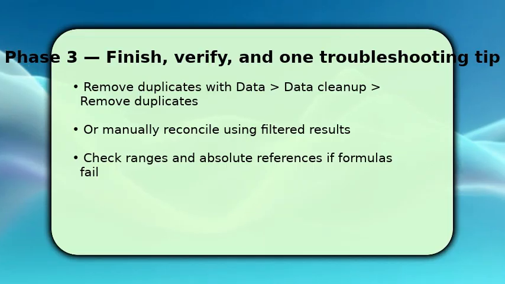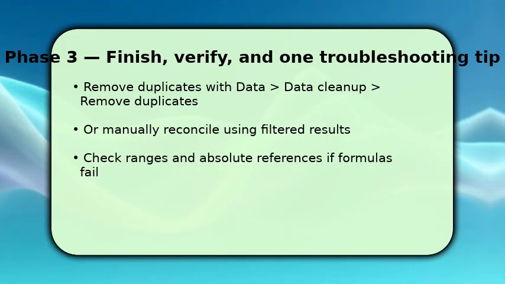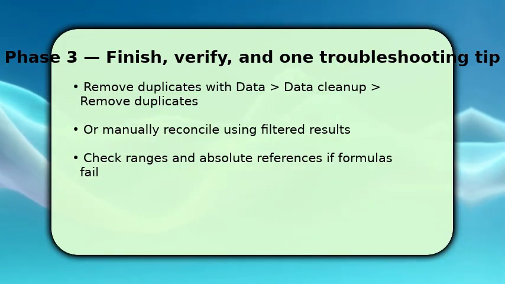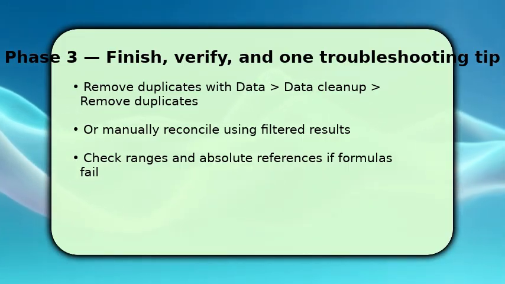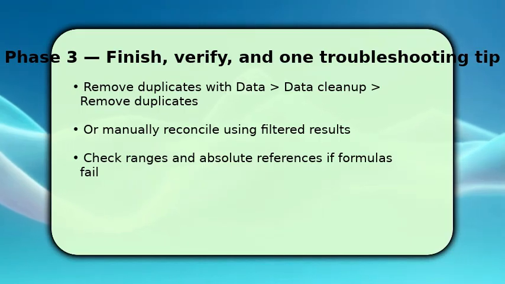To finish, decide whether to remove duplicates or reconcile them manually. Use Data cleanup, Remove duplicates to delete exact duplicate rows, but make sure you've backed up first. If you prefer manual review, filter the helper column and edit entries one by one.